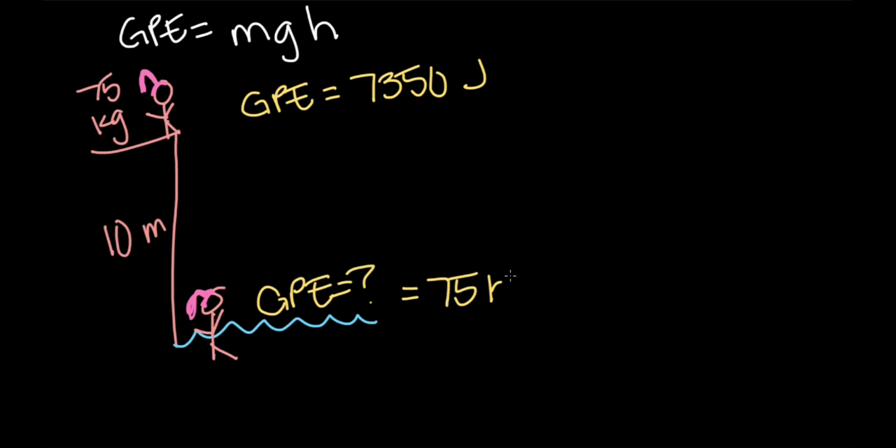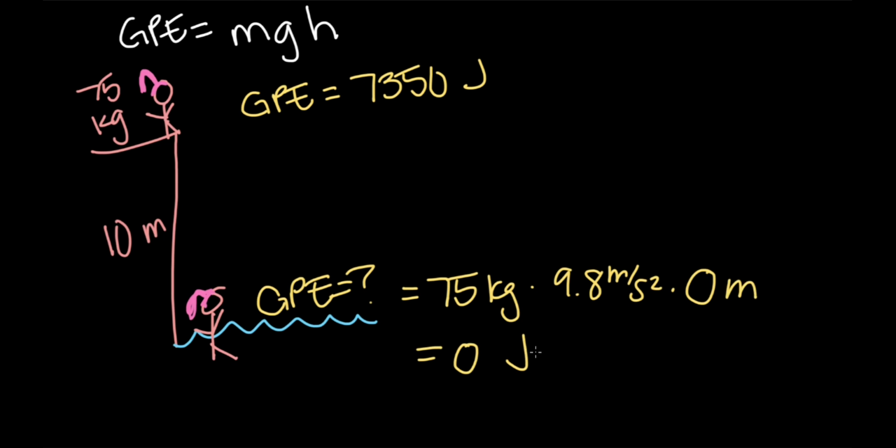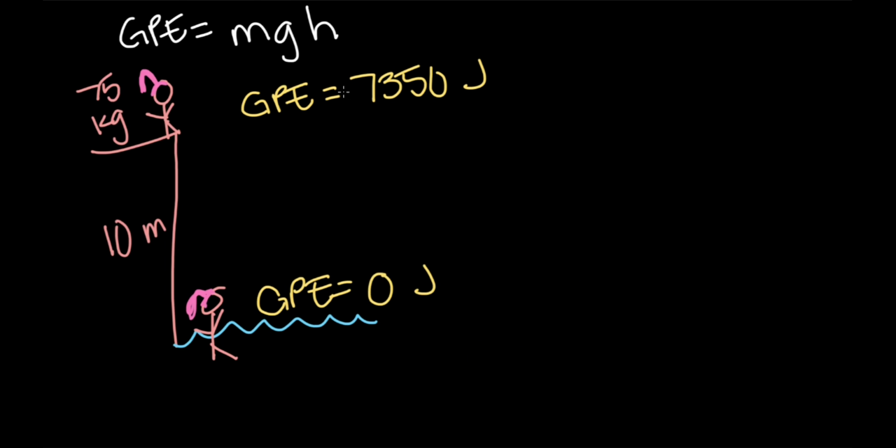Well, we can use this again, but now she's actually at the surface of the Earth, right? Sea level is going to be at the surface of the Earth, so her height is 0 meters. So now she actually has 0 gravitational potential energy. So what happened to all of that gravitational potential energy that she had at the top?